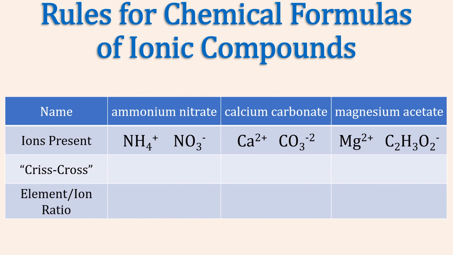Here are ammonium nitrate, calcium carbonate, and magnesium acetate. For each example, I'll identify the ions present first. Notice the charges of +1 on ammonium and -1 on nitrate and acetate. The coefficient of 1 is generally omitted because 1 is understood.